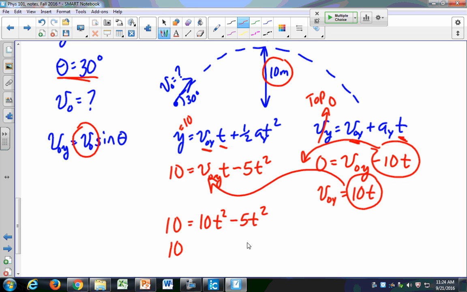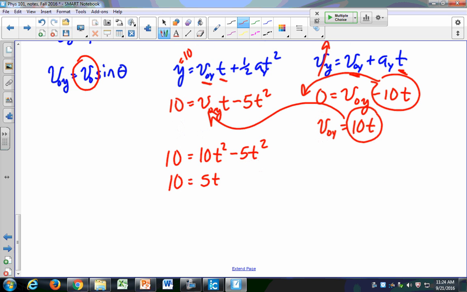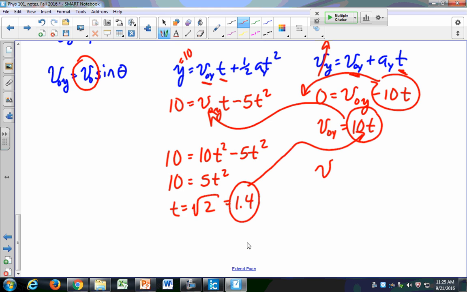10 equals 5t squared. t is the square root of 10 over 5, or 2, which is, what's that, 1.4, I think? No, right, or is it 1.3? I think it's 1.4. Yeah, 1.4. All right, so that is my time. And so if I want to know V naught y, I plug that in there. I say V naught y equals 10 times 1.4, which is 14. That's my V naught y, 14 meters per second.